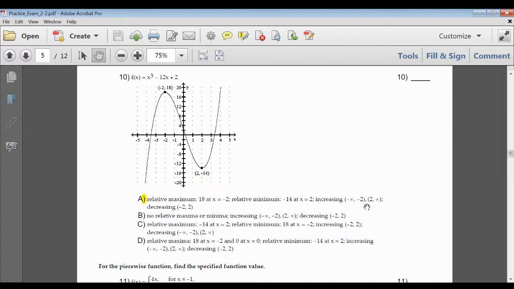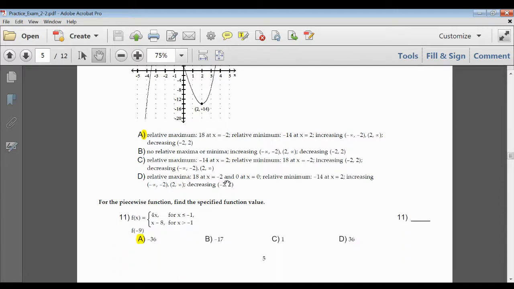Now, as far as the increasing and decreasing, it's increasing from negative infinity all the way to -2, decreasing from -2 all the way down to -14, and then increasing again from x equals 2 all the way out to infinity, decreasing from -2 to 2.